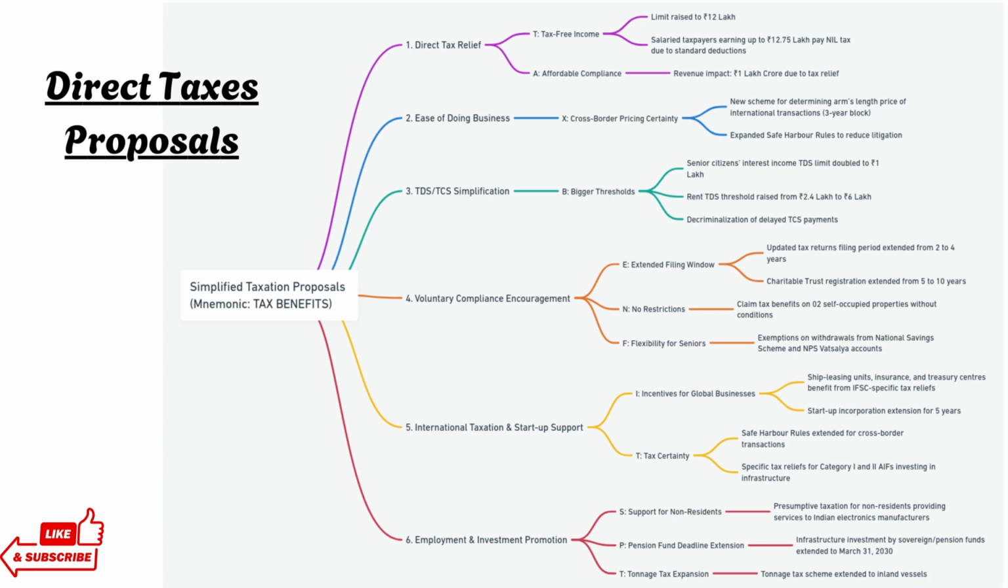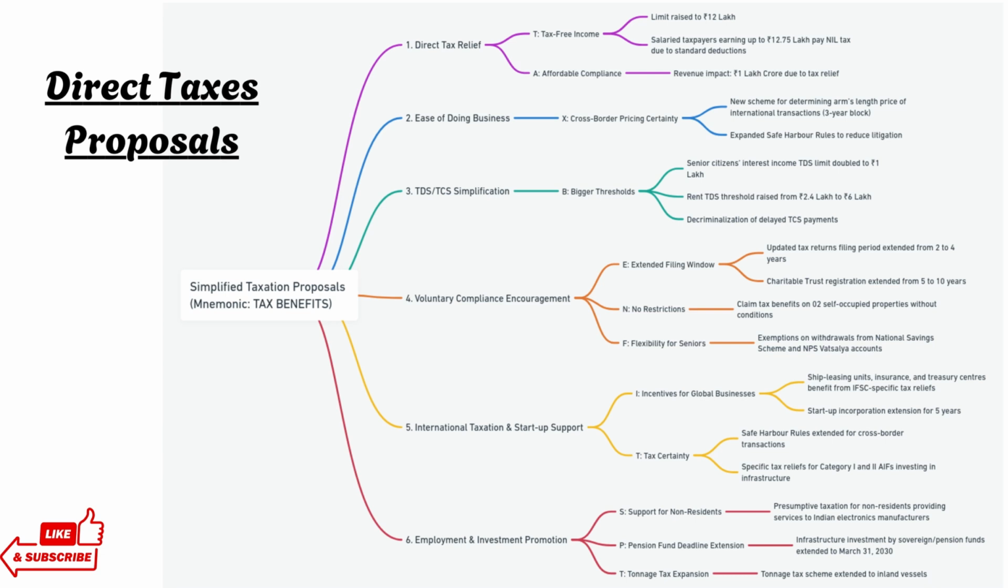3. TDS TCS simplification. B. Bigger thresholds. Senior citizens' interest income TDS limit doubled from 50,000 rupees to 1 lakh rupees. TDS threshold on rent increased from 2.4 lakh rupees to 6 lakh rupees. Delayed TCS payments have been decriminalized, making compliance smoother. दोस्तों, ये changes सिर्फ compliance नहीं, tax burden को भी reduce करेंगे.